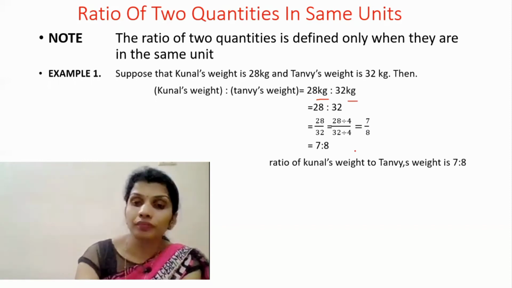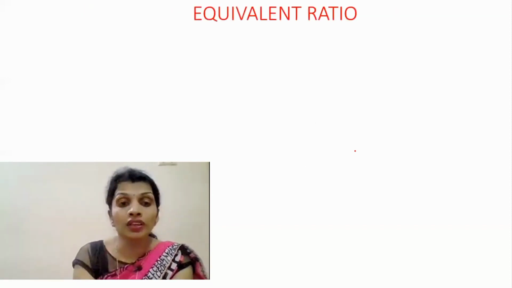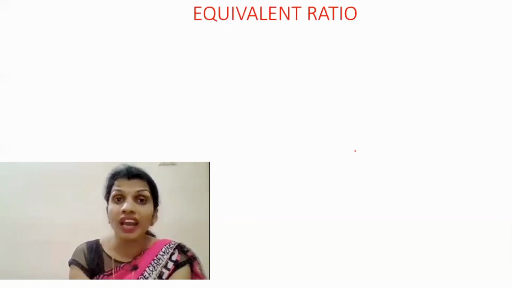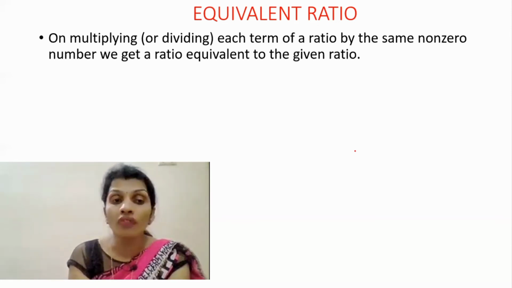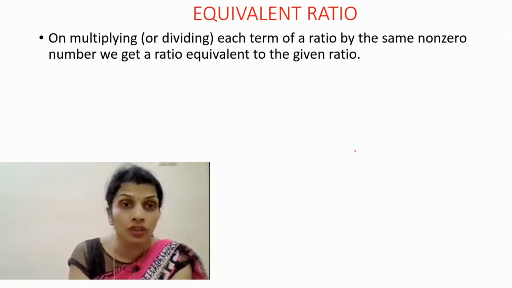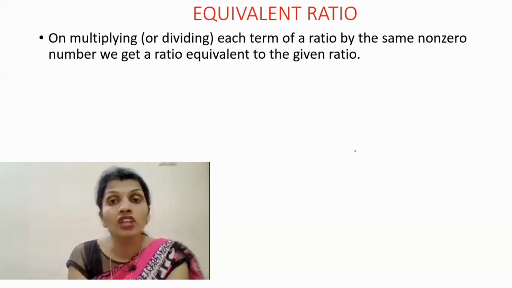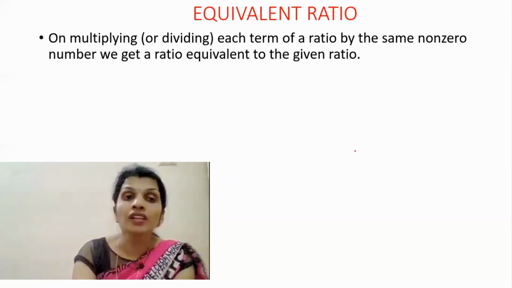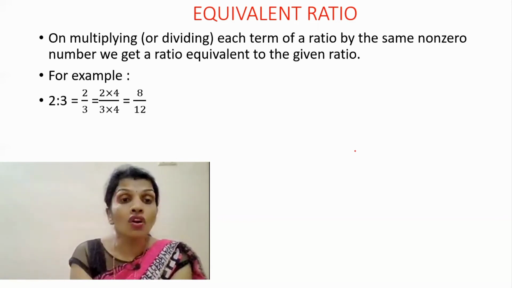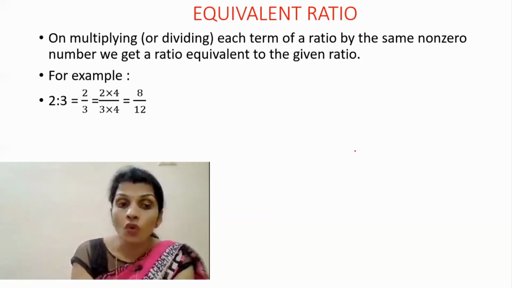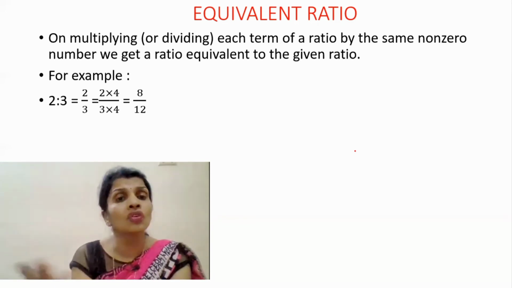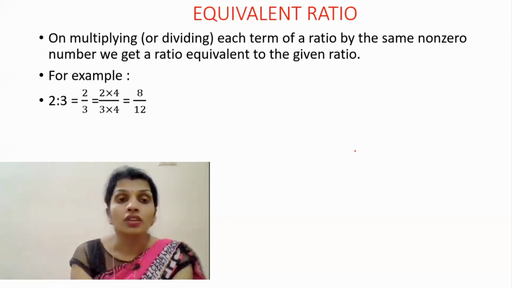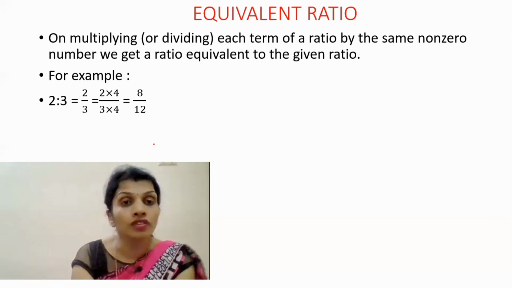Okay. Now, next we are going to learn about equivalent ratios. Equivalent means equal. So, on multiplying or dividing each term of a ratio by the same non-zero number, we get a ratio equivalent to the given ratio. For example, suppose you have to find the equivalent ratio of 2 is to 3. So what can you do? First you write it in the form of a fraction, 2 upon 3. Now you multiply by any number. You can multiply by 2, 3, 4, 5, 6. I've multiplied by 4. Now see, 2 fours are 8 and 3 fours are 12.